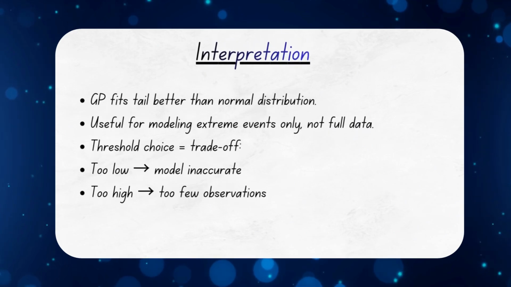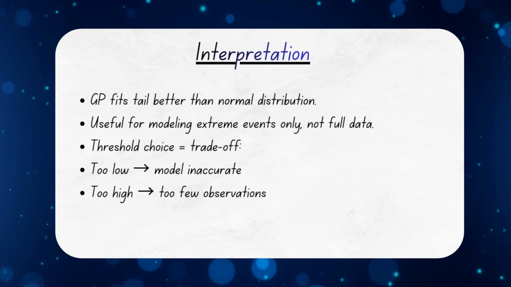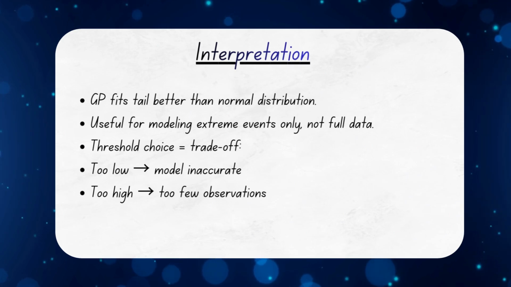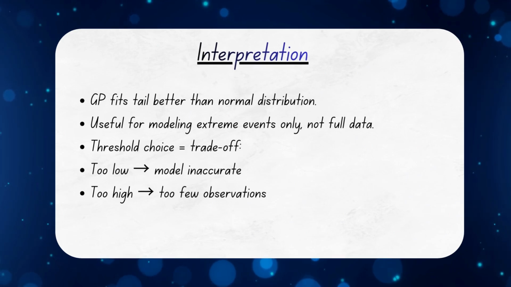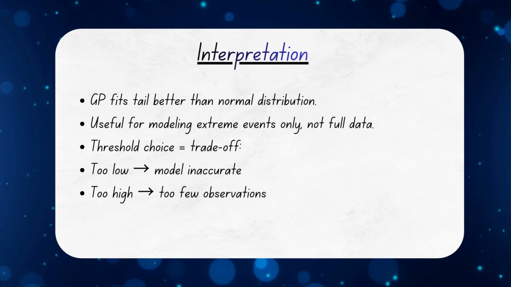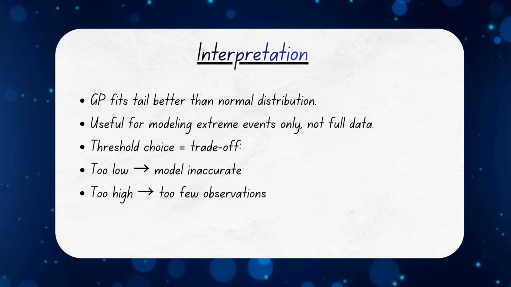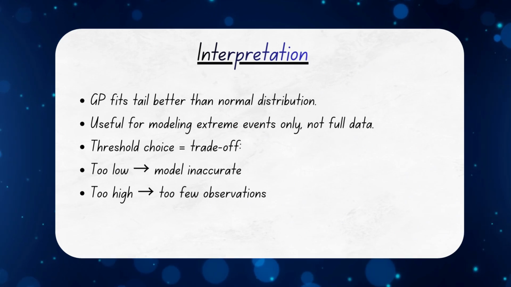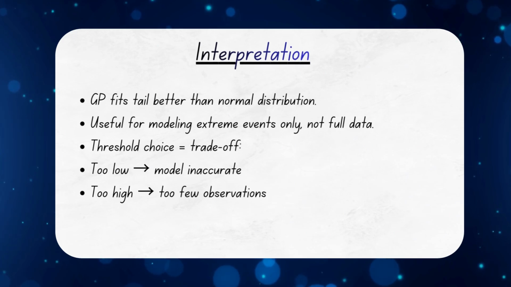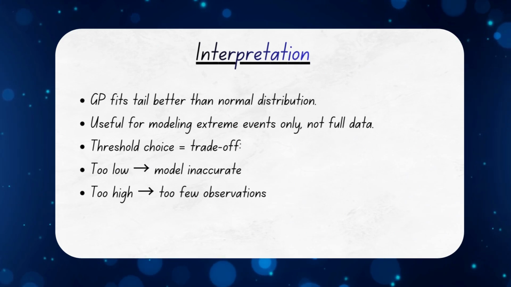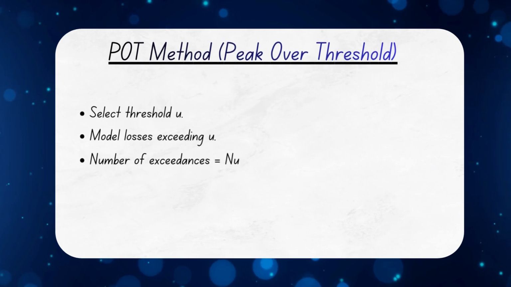A key intuition is that the GP distribution models the tail much better than the normal distribution. The normal distribution underestimates extreme losses, whereas GPD gives a more realistic tail representation. However, selecting the threshold is important. A low threshold gives more data, but poor tail modeling, while a high threshold improves theory but leaves fewer observations for estimation. This leads to the peaks over threshold, or POT method.